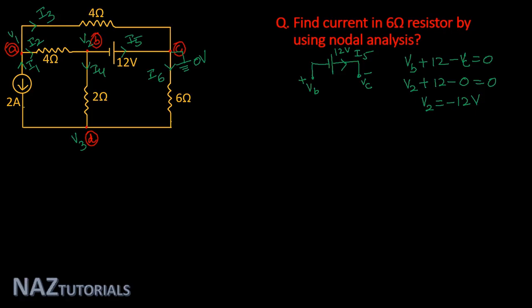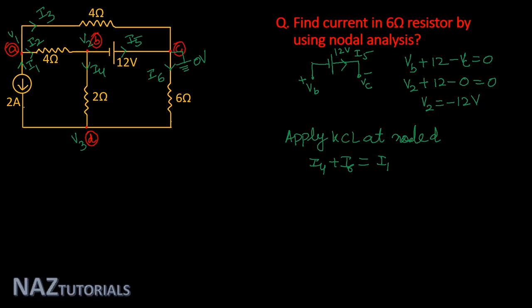So here we can apply KCL at node A and node D. First we apply KCL at node D. It will give the solution in one step. So apply KCL at node D. At node D, I4 is incoming current and I6 is incoming current and I1 is our outgoing current.